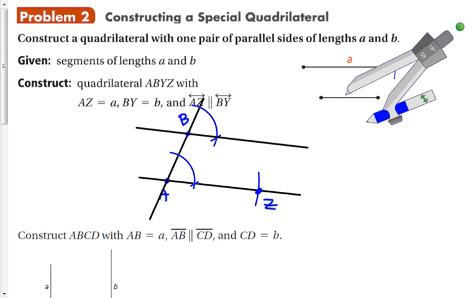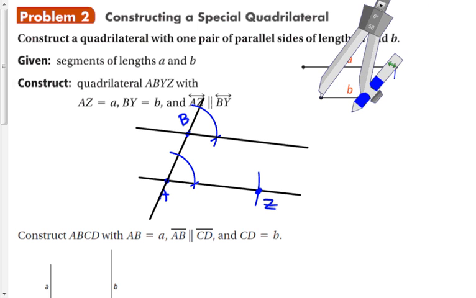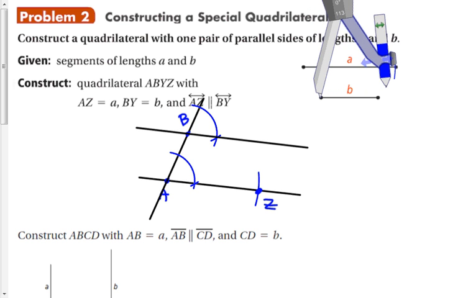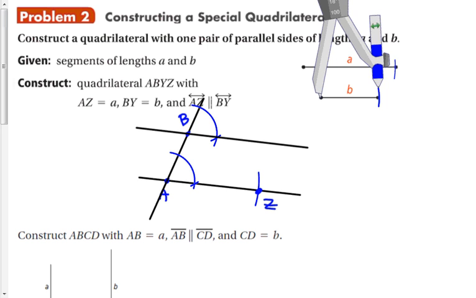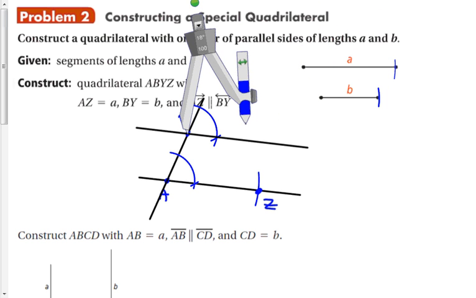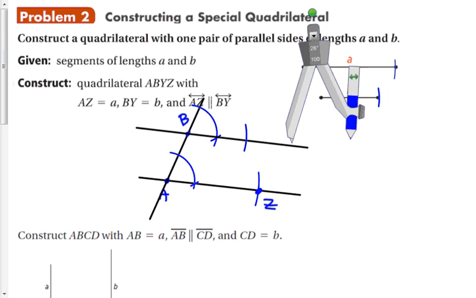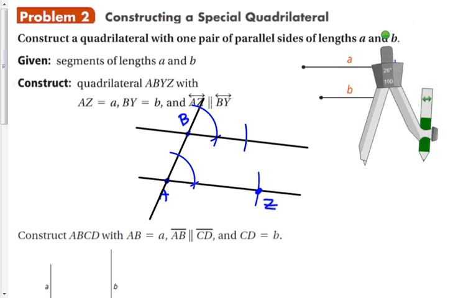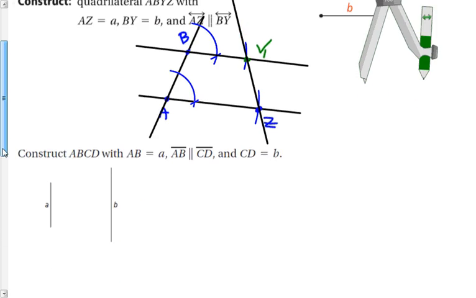And now I just have to measure the length B with my compass. There. And reproduce that on that line, and label that point Y. And then use your straight edge to draw in one more line from Z to Y. And you now have a trapezoid that has parallel lines that are lengths A and B. All right, so I'm going to let you try that.